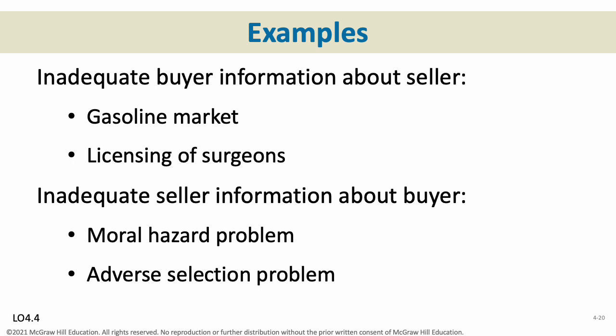However, you can also have inadequate seller information about a buyer. Let's say you sell your house to someone and they write you a large check and it bounces. Or you sell your car to someone who gives you counterfeit money or a check that bounces. That would be an example. And generally, inadequate seller information about the buyer falls into 2 categories. Up first is moral hazard.